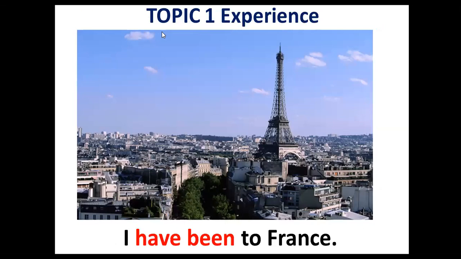We use the present perfect to express experience. I have been to France. Here is the Eiffel Tower, and I have been to France. It means that I have the experience of traveling to France. I'm not there now, but I have been to France, and maybe in the future I'm going to travel again. But I have experienced traveling to France.